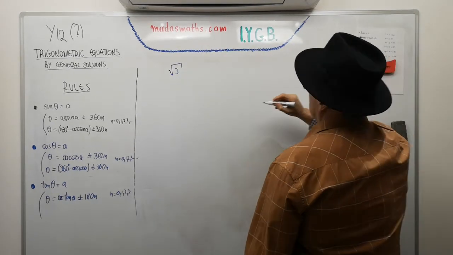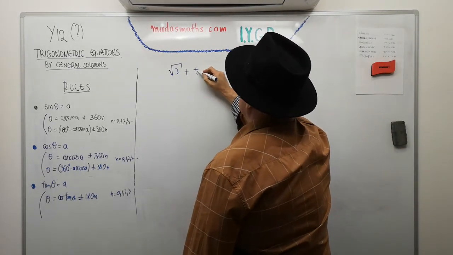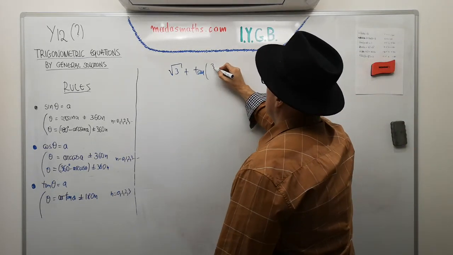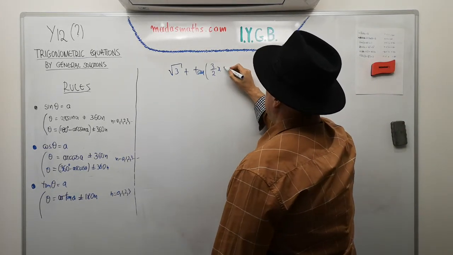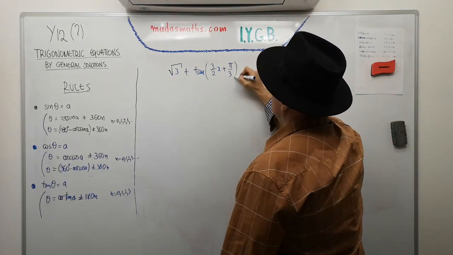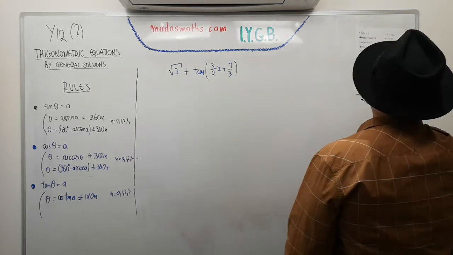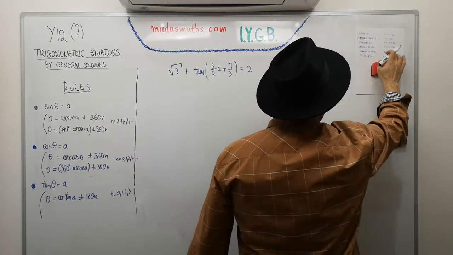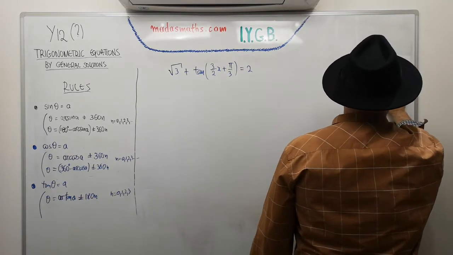Square root of 3 plus the tan of 3 over 2 x plus pi over 3. All of that is the argument of the tan, is equal to 2. And stupidly I've written the range in degrees. How stupid I am sometimes.